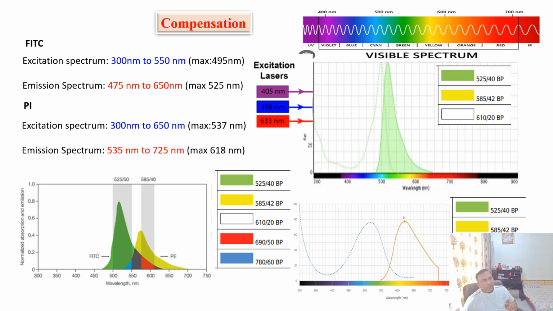So FITC will be detected by the green filter, also called the FITC filter, and PI by the PI filter, the 585/42 band pass. Clear? But here is the twist.